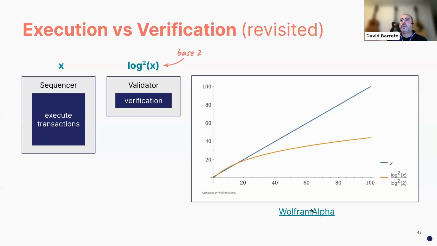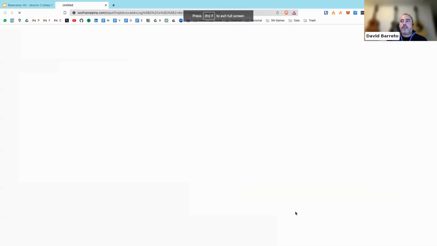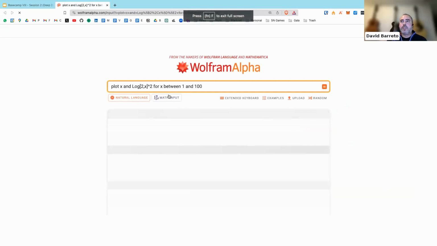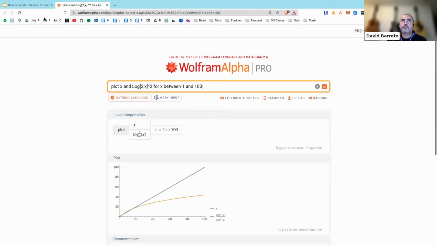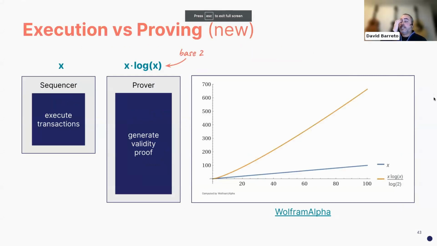I showed it before, you can go to Wolfram Alpha and see for yourself, and then maybe modify some values, put bigger numbers, and it will show it to you here. What we haven't discussed yet is the effort to actually create the proof. And this is the effort done by Sharp, by the prover. So now, if the effort to just execute a transaction is X, the effort to generate the validity proof for that transaction or for that computation is actually X log X, right?